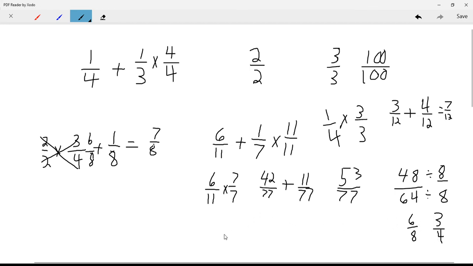So that was just a quick overview of how to add and find common denominators of fractions. Hopefully that helps.